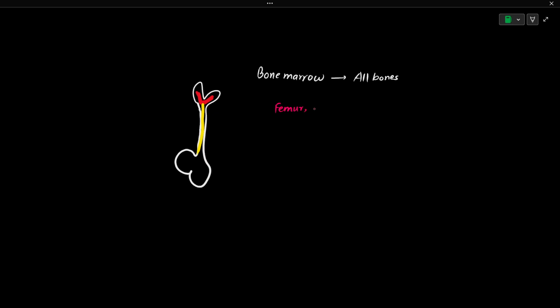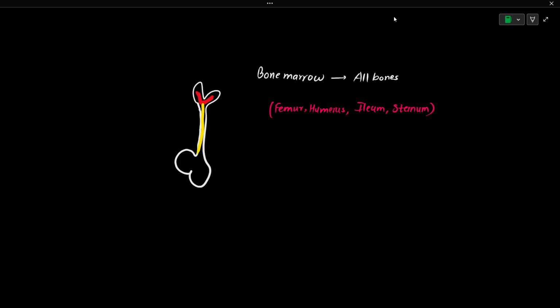So femur, then there's humerus. Then there's ilium, which is a pelvic bone, as well as the flat bones like sternum. All of them are the active sites for hematopoiesis. So with this, I'm done with the lecture. I've discussed bone marrow.